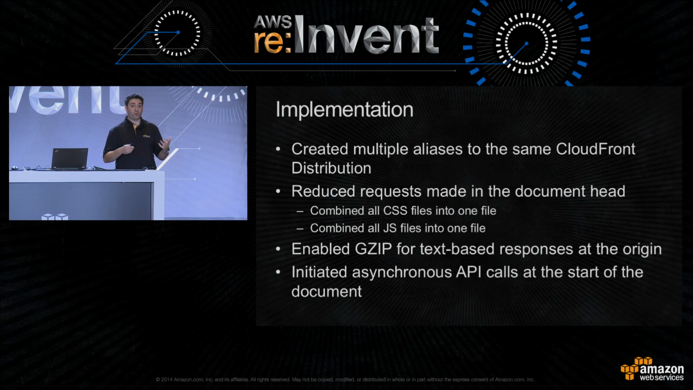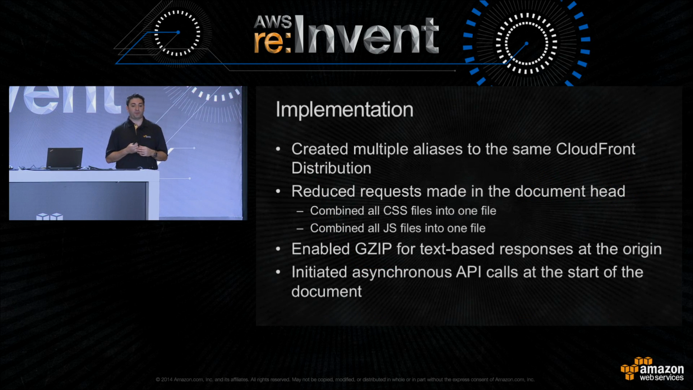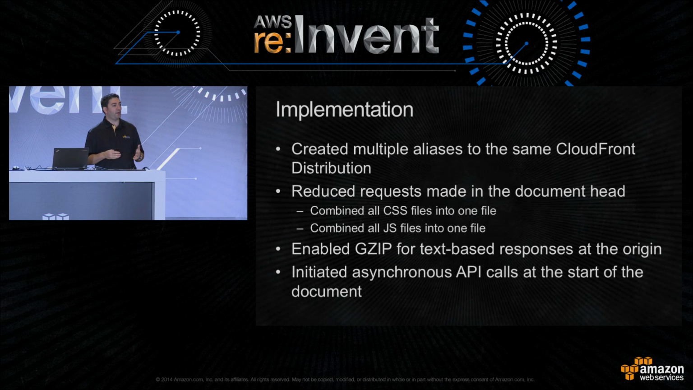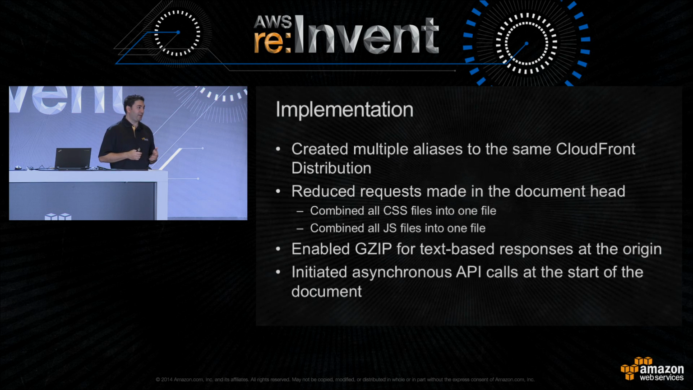So what is this bundle of optimizations that I went through? First off, instead of having one alias to CloudFront, one CNAME, it could be mysite.com, I'm going to have multiple. So I'll have mysite.com, mysite1.com, mysite2.com, mysite3.com. I'm going to use them strategically, and I'll explain why that matters in a second, but right now I just want to tell you that's what I did.